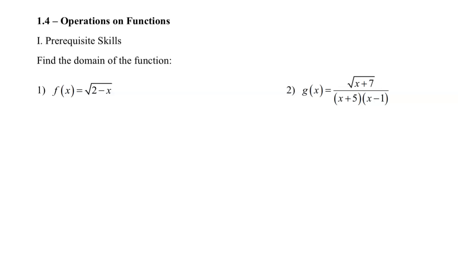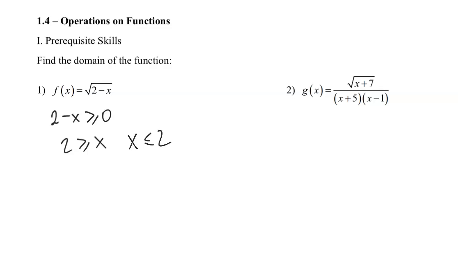And so for problem number 1 here, we have a square root function, and I recall that for square root functions, the radicand, which is the expression under the radical, has to be greater than or equal to 0. And so I'm going to set 2 minus x greater than or equal to 0 and then solve for x. This is going to give me 2 is greater than or equal to x, or another way to write that would be x is less than or equal to 2.